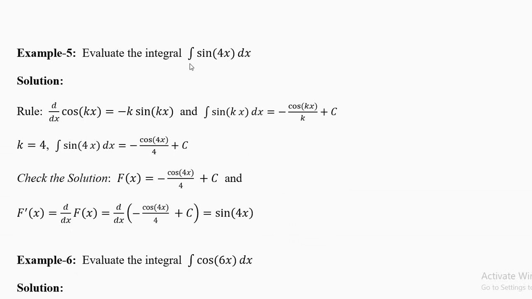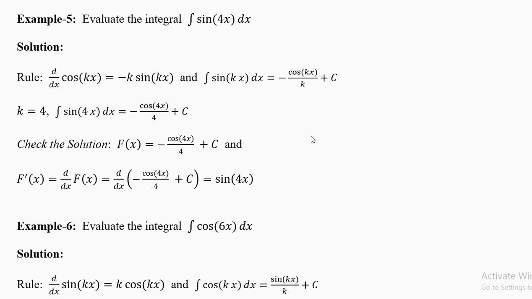Now we have to integrate sine 4x. Now what's the rule? Derivative of sine is cosine and derivative of cosine is sine with the minus sign. Just remember that. So derivative of cosine kx is minus k sine kx. So integration of sine kx will be minus cos kx by k plus c. We'll be doing a separate class on all the formulae. Today you just need to remember the three trigonometric formulae.